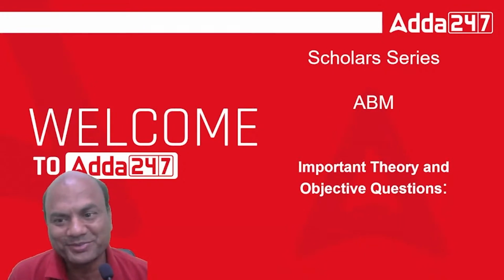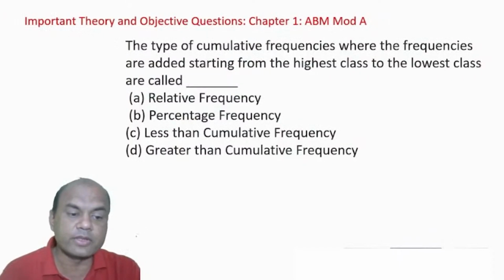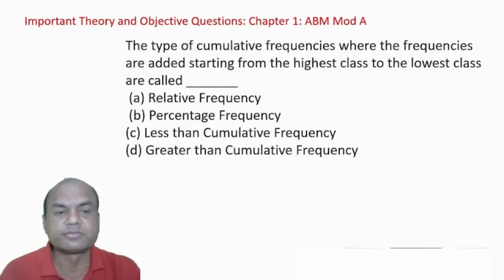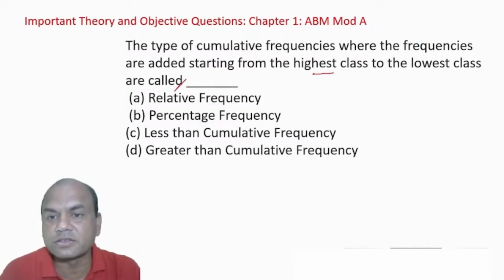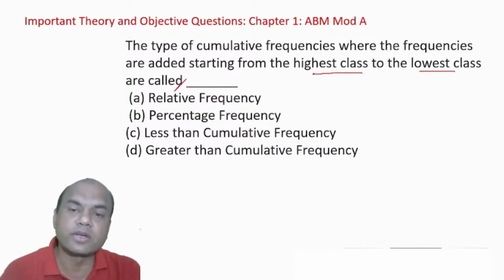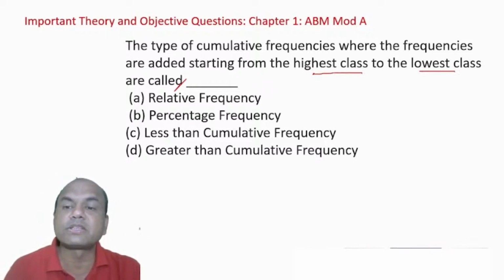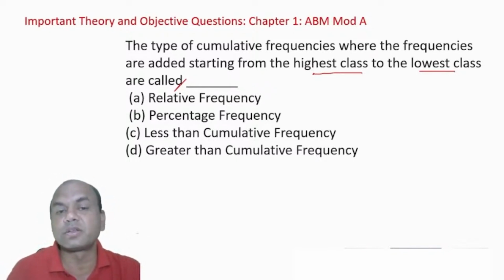Let's start with the first objective question. The type of cumulative frequency where the frequencies are added starting from the highest class to the lowest class are called as. Now look at this. Cumulative frequency starting from the highest to the lowest. Now what do you mean by this?